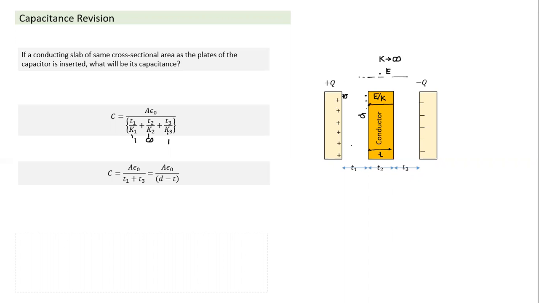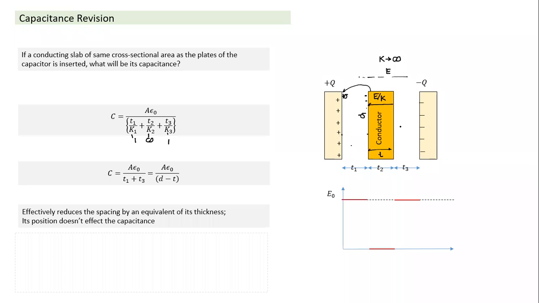Effectively, earlier the spacing was D. It effectively reduces the spacing between the plates by a distance equal to its own thickness. Its position does not affect the capacitance. Anywhere, even if I place it in contact with this conducting plate. So what is the effect if I place it in contact with this plate here? The spacing gets reduced here. That's all. It doesn't matter where I place it.